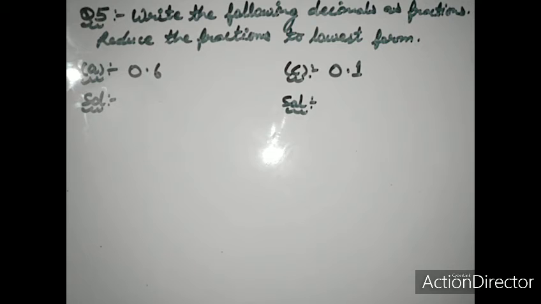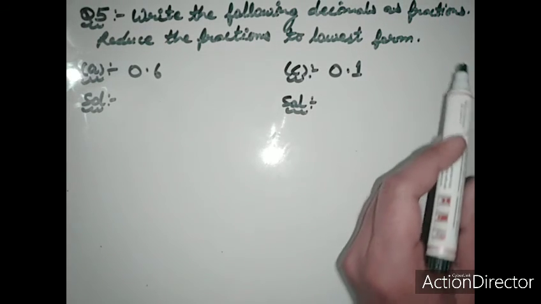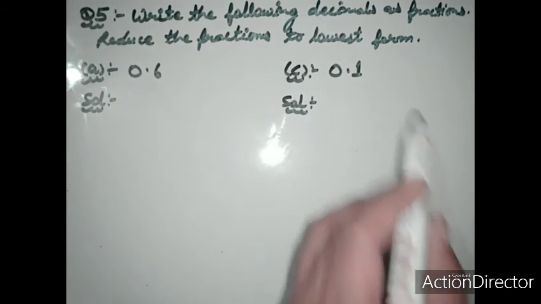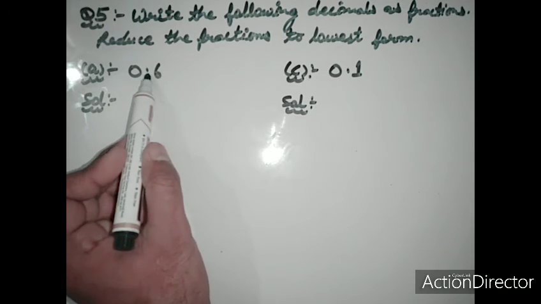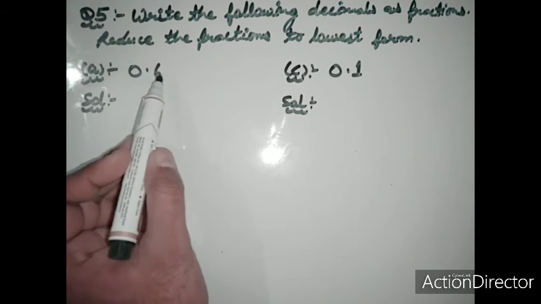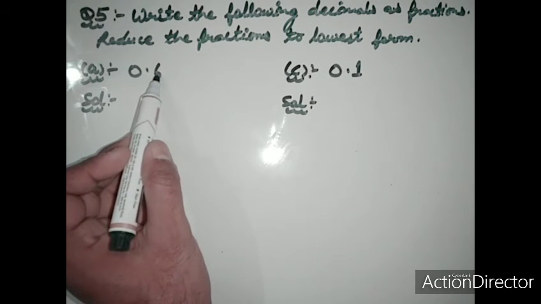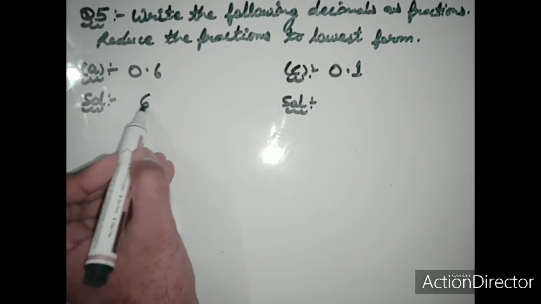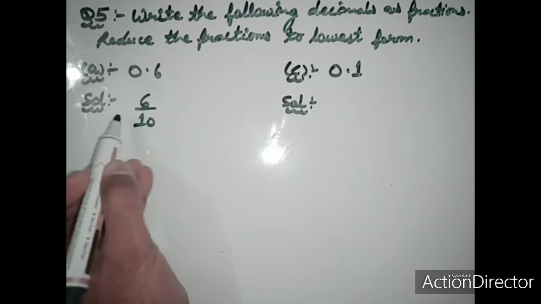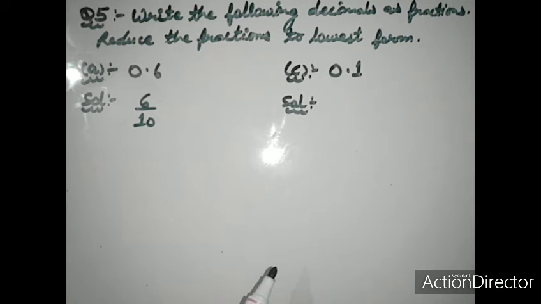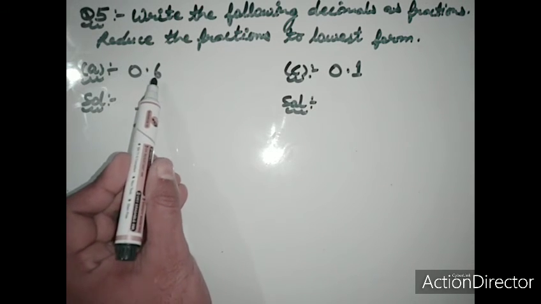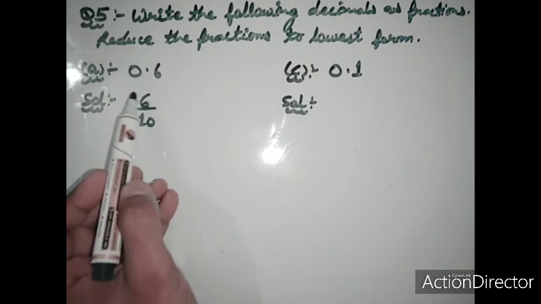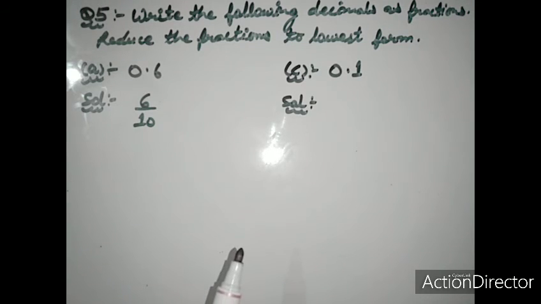Now students, after that here we solve question number 5. Write the following decimals as fractions and reduce the fractions to lowest form. So now, 0.6, right? 0.6 is here, and what is the place of this 6? Tens. So here we write 6 upon 10, right? 6 upon 10.